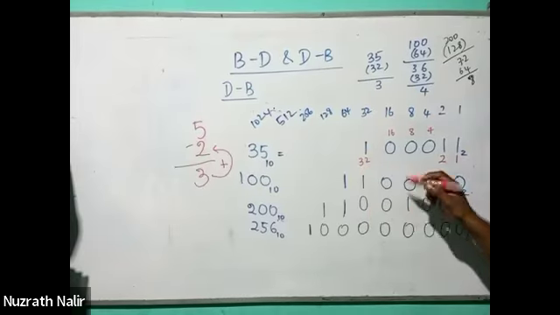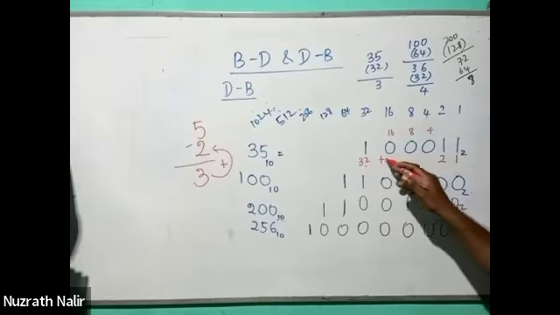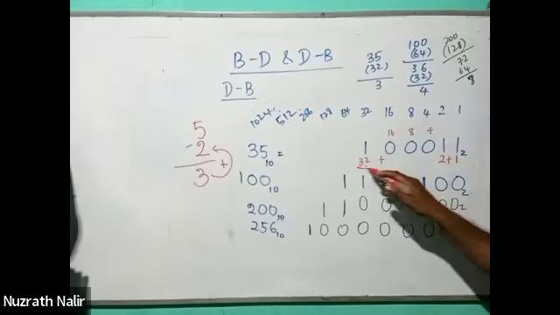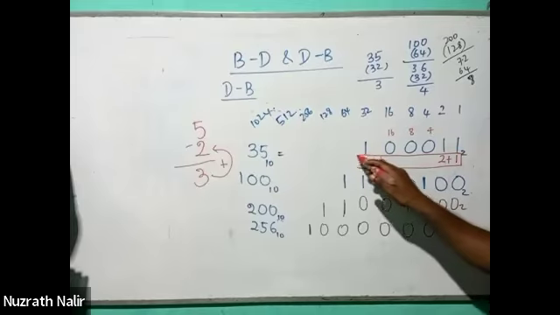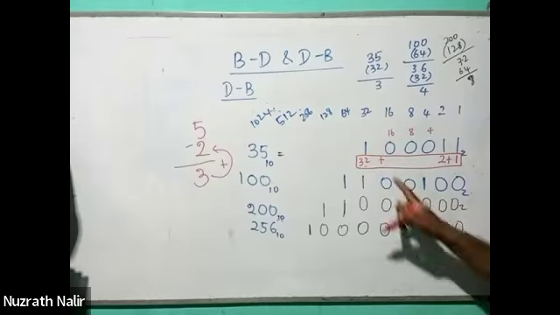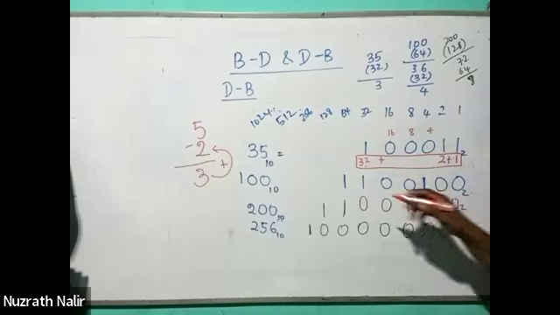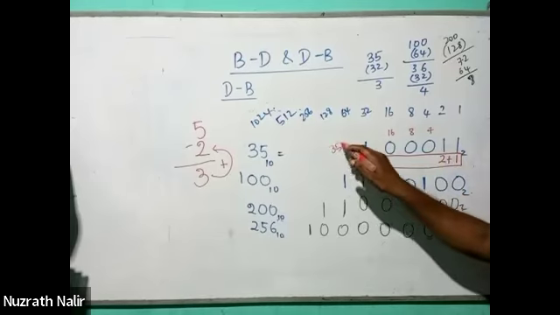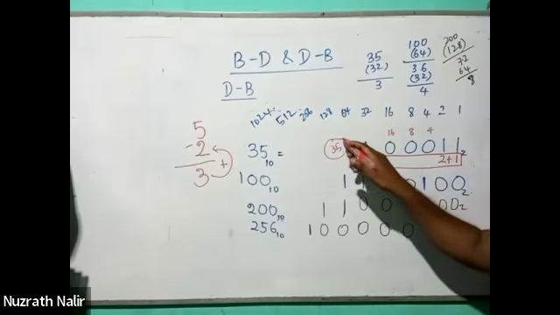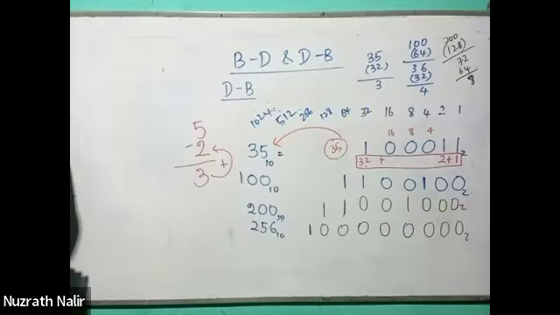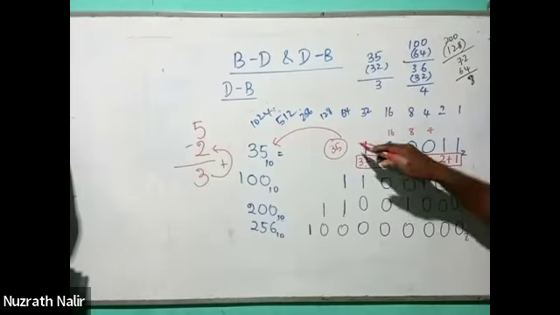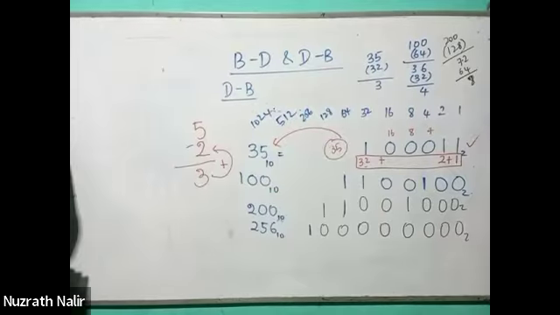I wrote here, then 32 plus 2 plus 1. I need to add only the ones value, my dear student. 32 plus 2 is equal to 34. 34 plus 1 is equal to 35. Therefore, this total answer and the question are both the same. Therefore, my answer is correct.